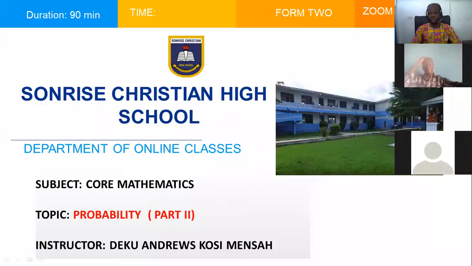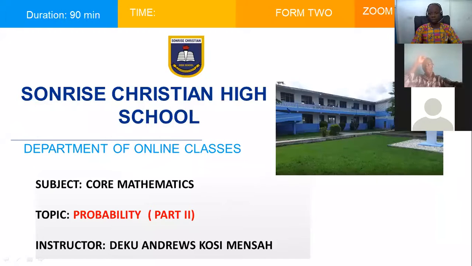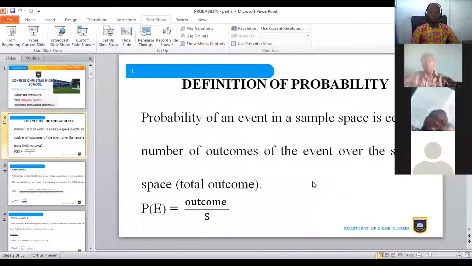Probability is the likelihood that an event may occur. Probability of an event in a sample space is equal to the number of outcomes of the event over the sample space, which is the total possible outcome.